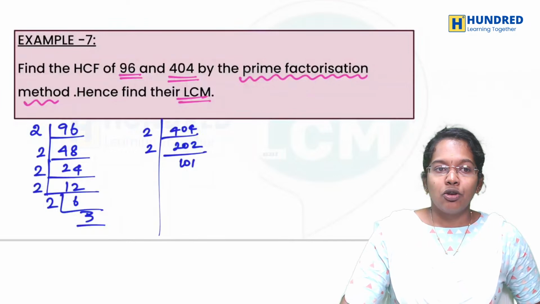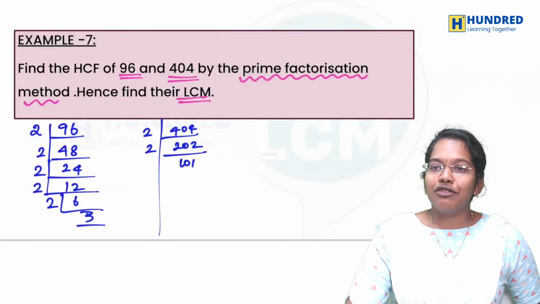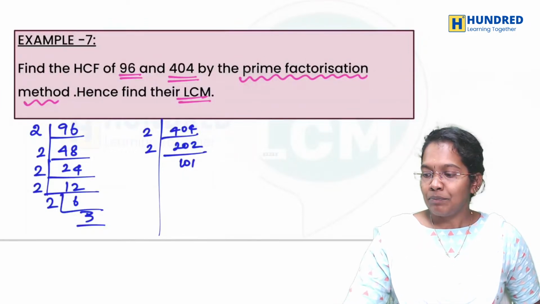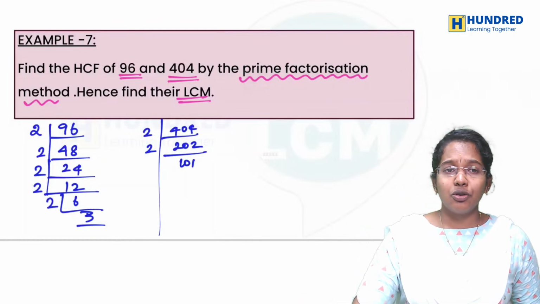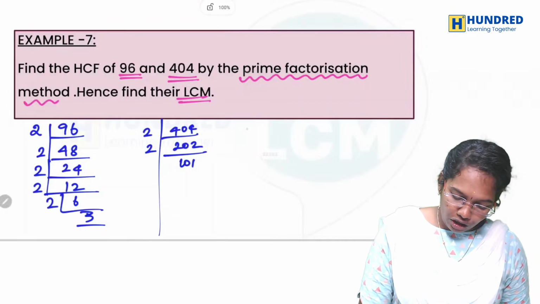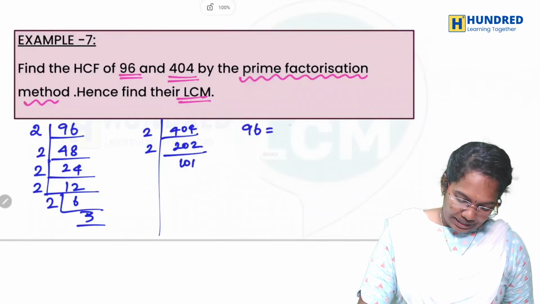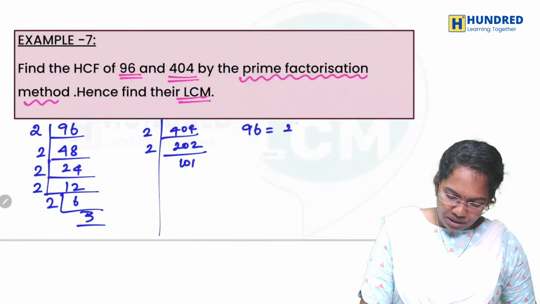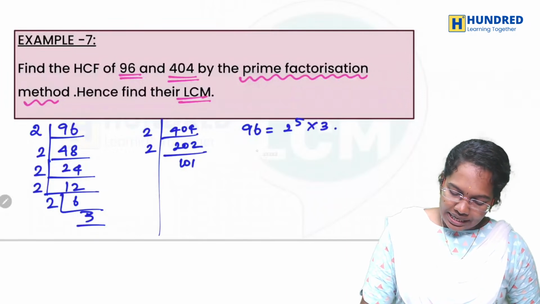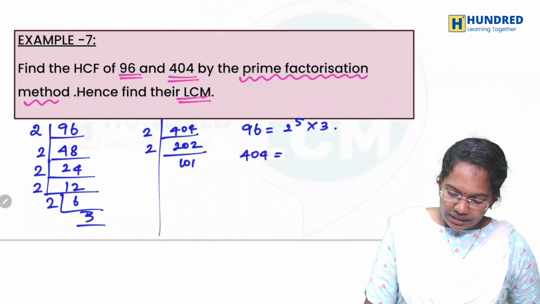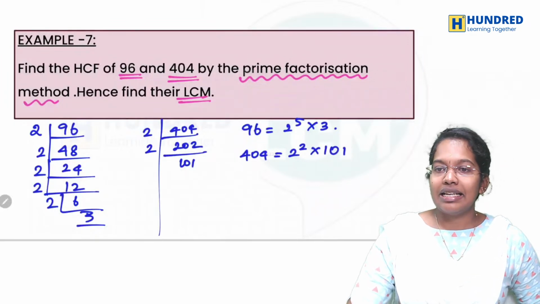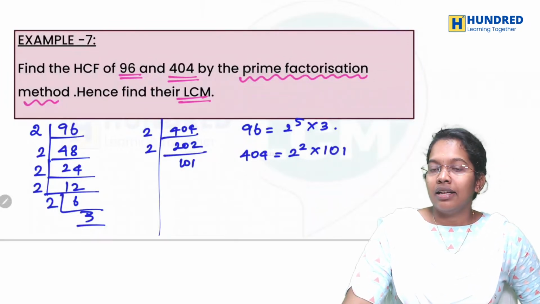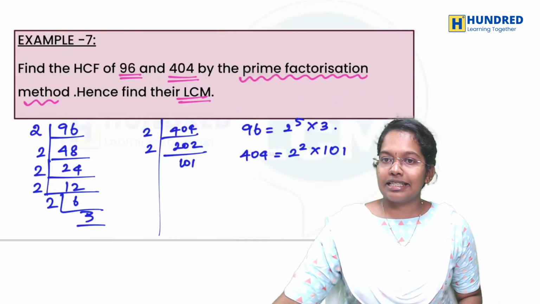So what's the next value? Now what you have to do? We have to express this as a product of prime factors, right? So 96 can be expressed as 2 power 5 into 3, right? Similarly, 404 can be expressed as 2 square into 101. Yes? Yes or no, guys? Yes.